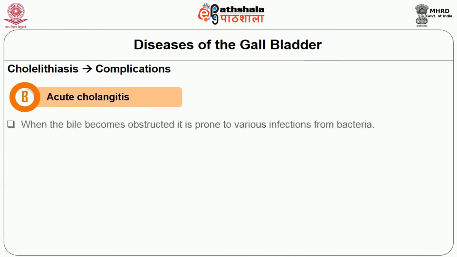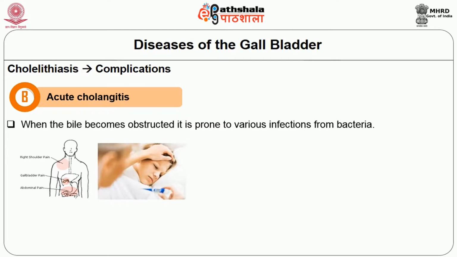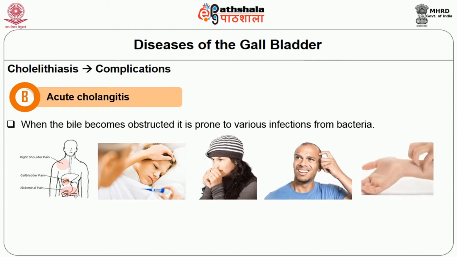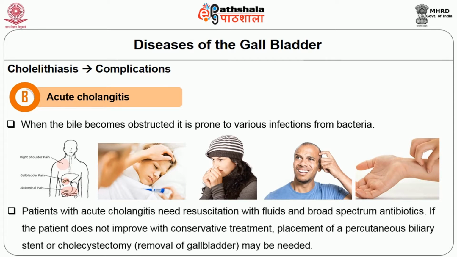Next is acute cholangitis. When the bile becomes obstructed, it is prone to infections from bacteria. The symptoms of acute cholangitis include pain in the upper abdomen that travels towards the shoulder blade, increased temperature, jaundice, chills, confusion, and itchy skin. Patients with acute cholangitis need resuscitation with fluids and broad spectrum antibiotics.